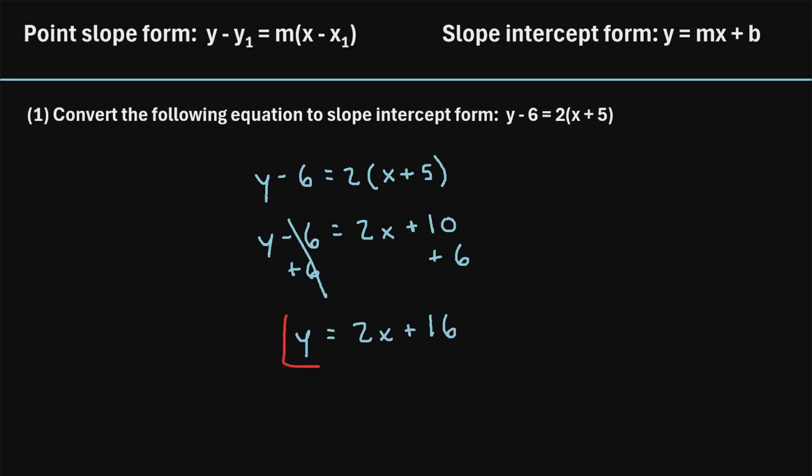And now we can see that this equation is in slope-intercept form, where we have y equals mx plus b, where m is 2, that's the slope, and b is 16, that's the y-intercept.